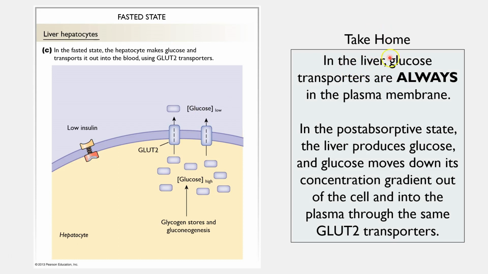So the take-home message, in the liver, glucose transporters are always present in the plasma membrane. Remember, this is not dependent on insulin. And so in the post-absorptive or the fasted state, the liver produces glucose, and glucose moves down its concentration gradient out of the cell and into the plasma through the same GLUT2 transporters. And I just think that is amazing physiology.